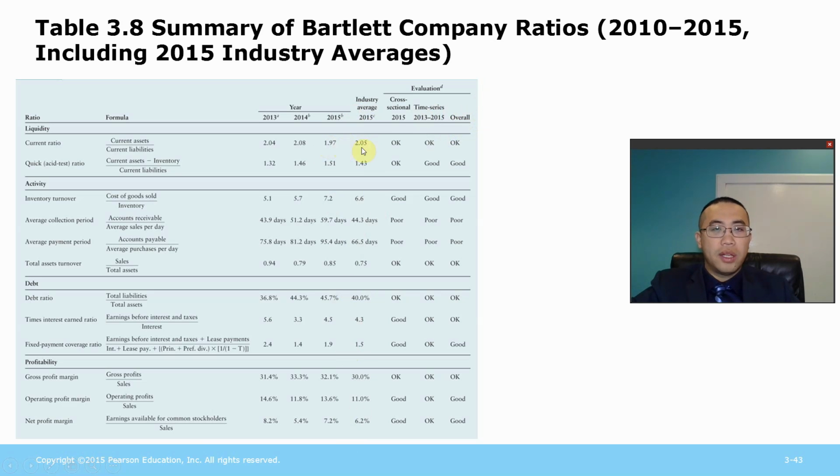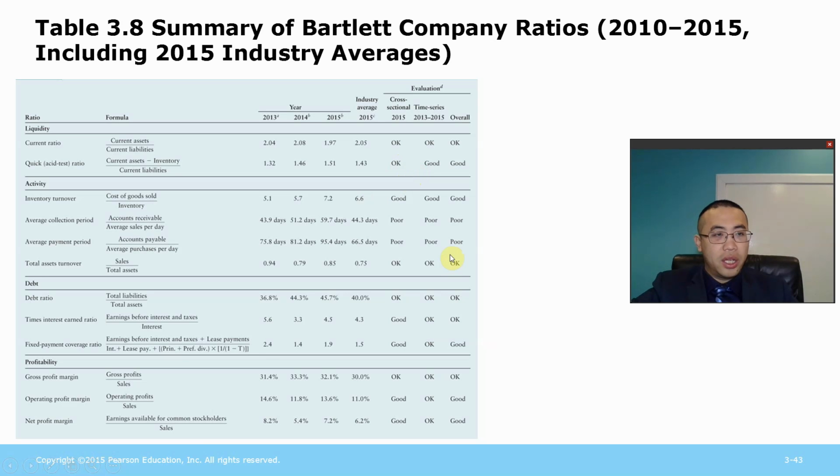So for example, in this one, if you look at 2015, and then for the time series, you are okay for the current ratio because it did not change too much, and for the cross-sectional, it is also okay. But for the quick ratio, your quick ratio has increased in the past, so if you do a time series comparison, that's good. But if you compare with the industry average, it's just okay.